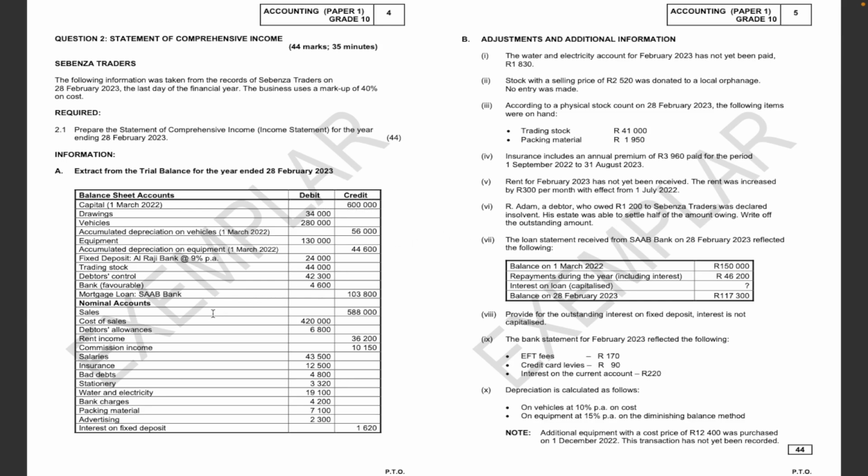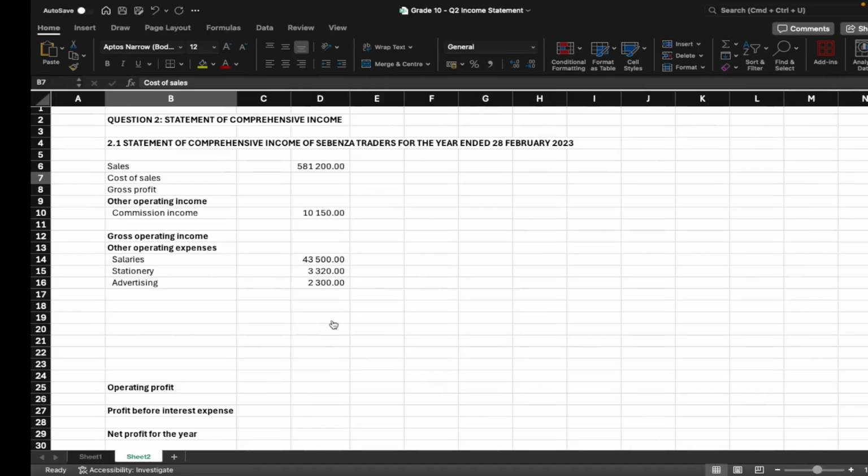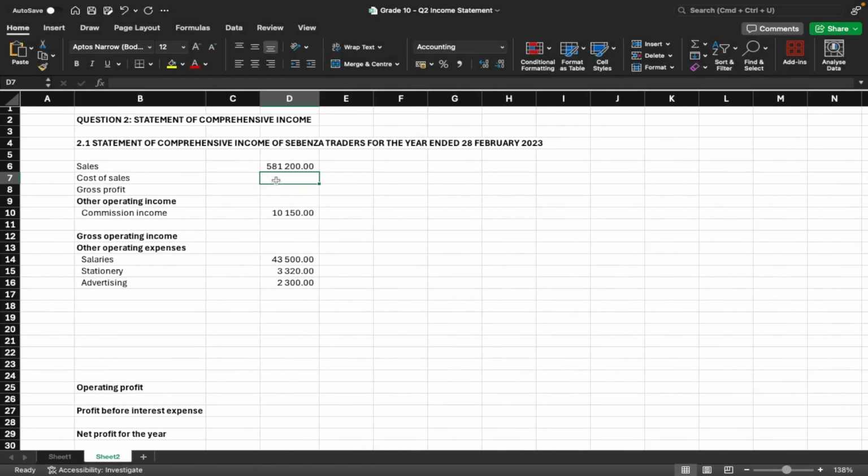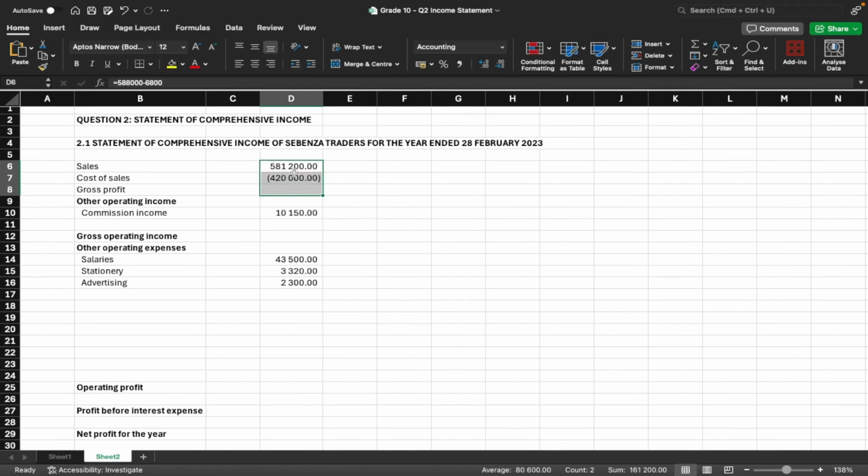Okay, so for cost of sales, usually you'll be looking for purchase returns, but since this is the perpetual inventory system where you're given the term called cost of sales, you really won't have anything for cost of sales. So you're just going to take the 420,000 rand. So I'm going to put that down here, 420,000, and then I calculate what my gross profit is. That's my sales minus my cost of sales, gives me my gross profit, and here it is, 161,200 rand.